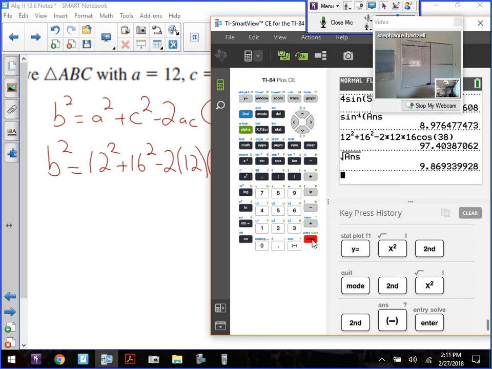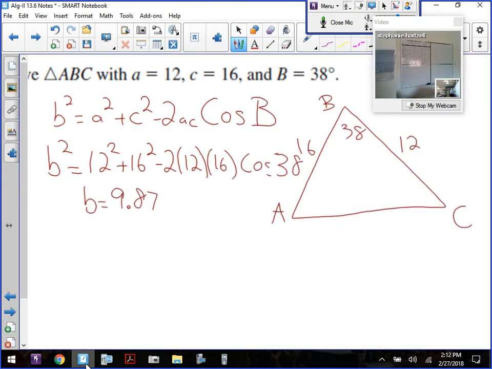As you start picking away at it, round to the nearest hundredth. If I round that to the nearest hundredth, we get 9.87, I believe. So now I have 9.87 for b. And now you can do law of sines, because now I have an angle and its side opposite.